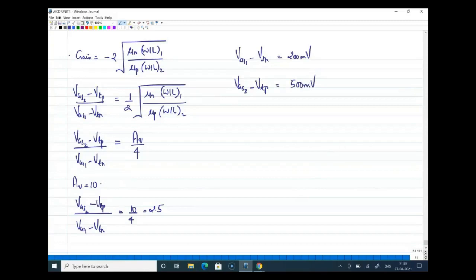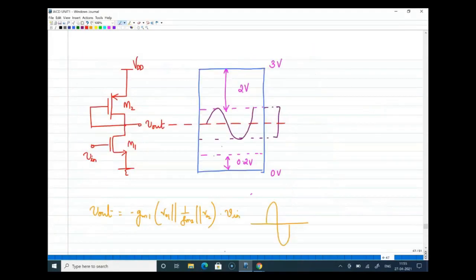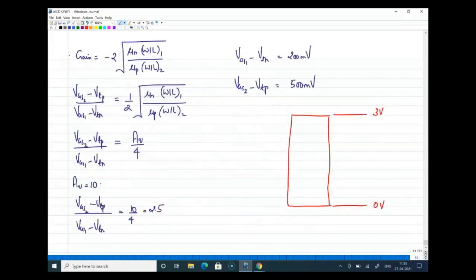Now if I go back and see in the voltage headroom how much my output voltage can swing across, this is 0 and this is, I think we have taken a supply voltage of 3 in the previous case. Now what is the bottom transistor's overdrive voltage? It is as low as 200 milli.